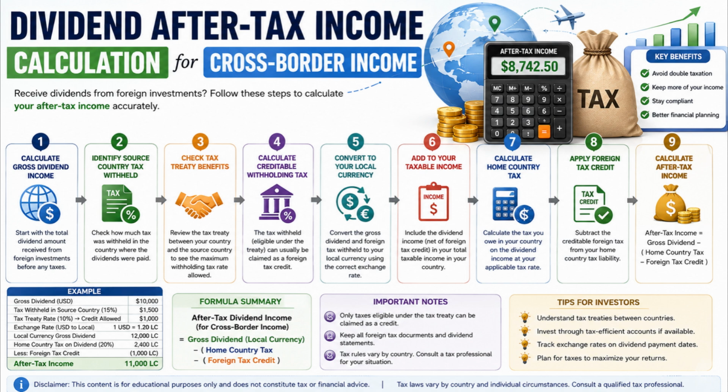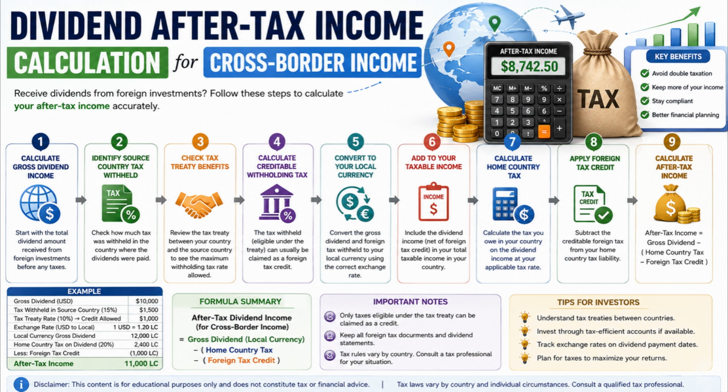For example, if an investor receives $10,000 in gross dividends and 15% tax is withheld in the source country, that means $1,500 is withheld. If the tax treaty allows only 10% to be claimed, then $1,000 may be used as a foreign tax credit. If the exchange rate is $1 to 1.20 in local currency, the gross dividend becomes $12,000 in local currency. If the home country tax on that dividend is $2,400 and the foreign tax credit is $1,000, then the final after-tax income becomes $11,000 in local currency.